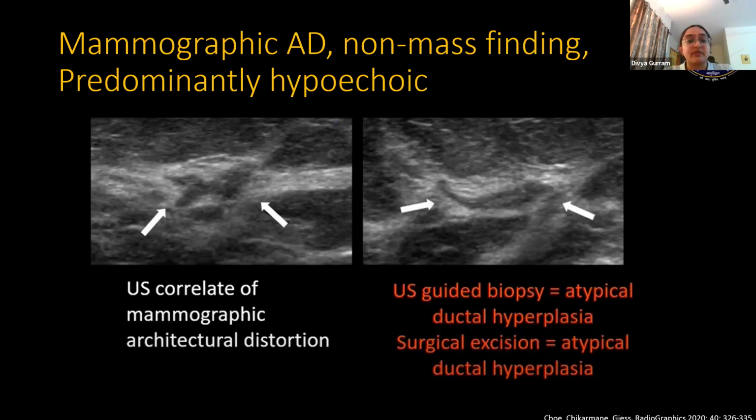and it appears to have, again, focal distribution. But considering the correlate of architectural distortion on mammography, an ultrasound-guided biopsy was done, and it turned out to be atypical ductal hyperplasia, which on surgical excision again turned out to be atypical ductal hyperplasia.